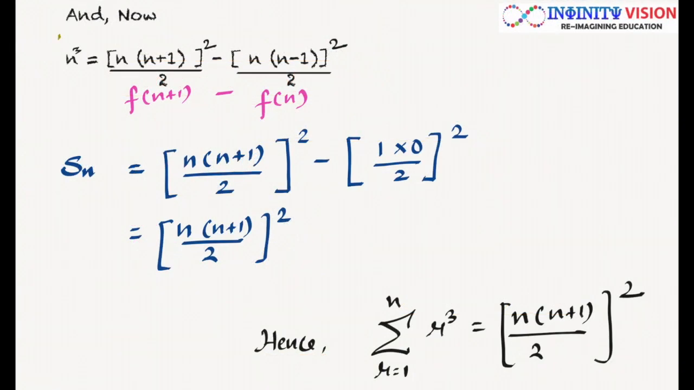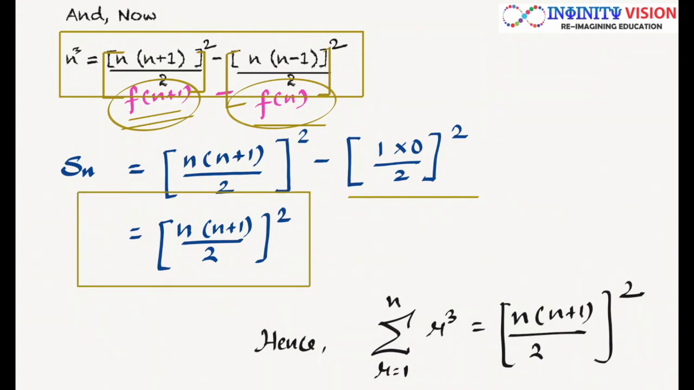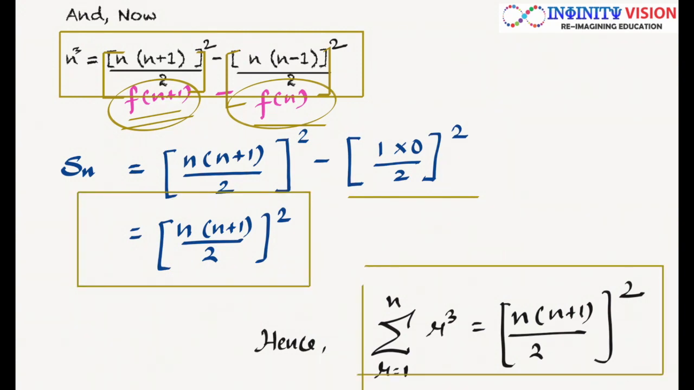And now applying n cube as n into n plus 1 by 2 whole square minus n into n minus 1 upon 2 whole square, which I can say is written as f of n plus 1 minus fn. So as we know, the Sn would be, the bigger guy will remain unchanged, and the smaller guy would be replaced by n equals 1. So it will become n into n plus 1 by 2 whole square minus 1 into 0 by 2 whole square, which is 0. So Sn would be n into n plus 1 by 2 whole square. Hence I can say the summation of first r cubes, 1 cube plus 2 cube plus 3 cube up to n cube, would be n into n plus 1 by 2 whole square.